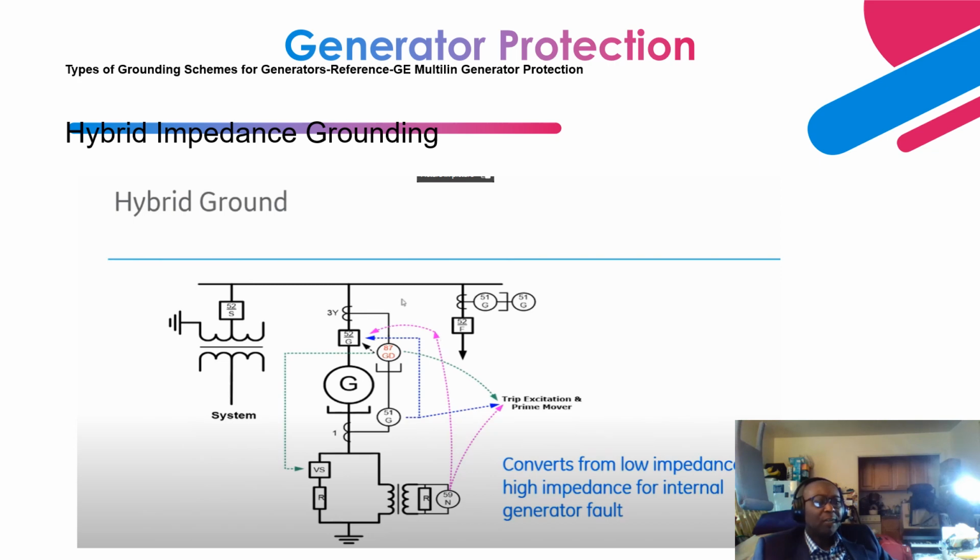Next, we can also have a hybrid impedance grounding scheme, a combination of a low impedance grounding scheme and a high impedance grounding scheme. When the generator is in operation, it is connected, and you have a vacuum switch over here. The generator is grounded through this low impedance grounding scheme. When there's a fault, the 87 differential relay detects that fault and trips this breaker quickly and opens the switch, so that the generator can be grounded through this high impedance path to limit the current flow into the generator.